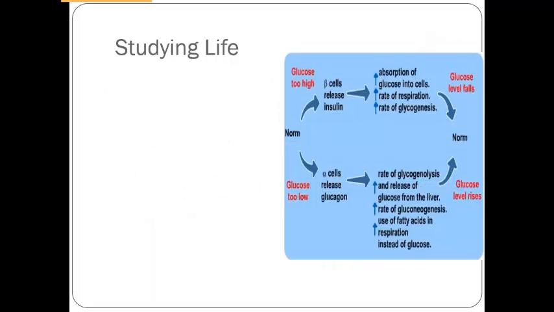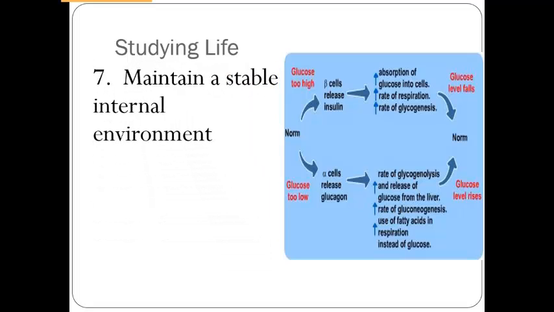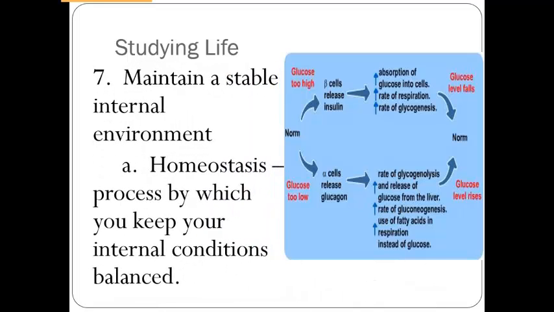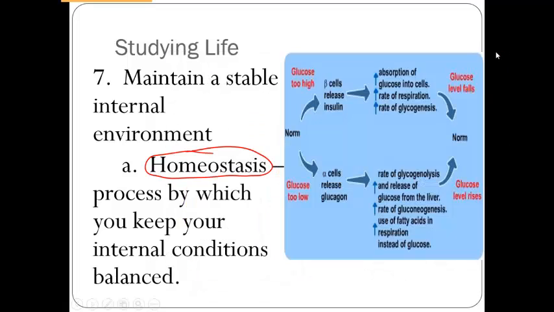The seventh one is that we need to maintain a stable internal environment. This is a key word. You will see this word guaranteed more than once, and more than likely it'll be on the ECA test at the end of your second half of biology. The word homeostasis means that inside you have to keep multiple things balanced. You have to keep your heart rate consistent. You have to keep lots of internal conditions balanced.